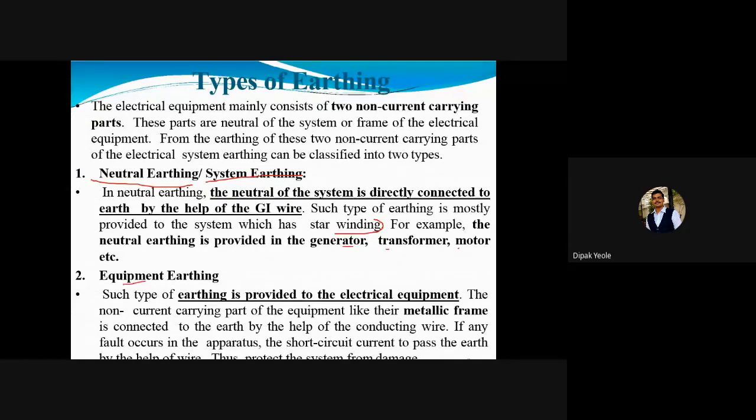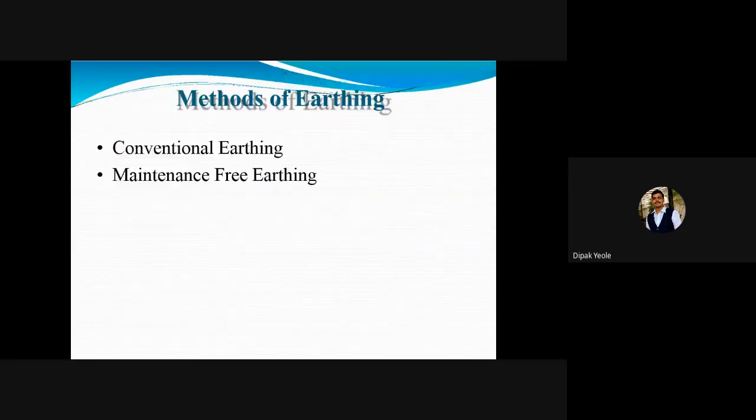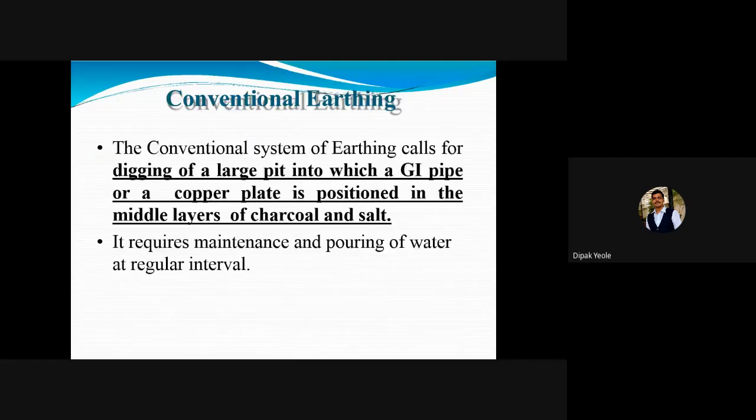What is the equipment earthing? Obviously, we need to protect our equipment. So the earthing is provided to the electrical equipment. So we are using the green wire. That is nothing but the equipment earthing. What are the methods? Conventional methods and maintenance-free method. And I told you that the conventional method requires maintenance. We have to dig a large pit, and the GI pipe or copper plate is positioned between the middle layers of charcoal and salt. It requires maintenance. It requires pouring of water at regular intervals.